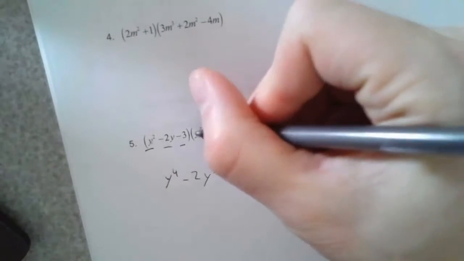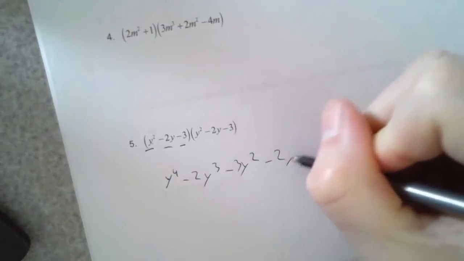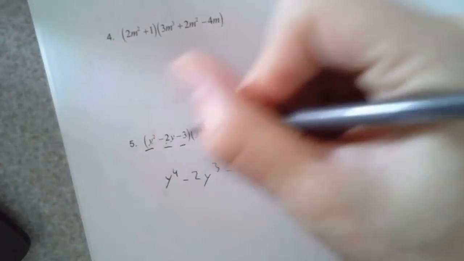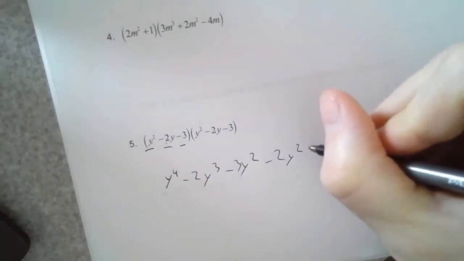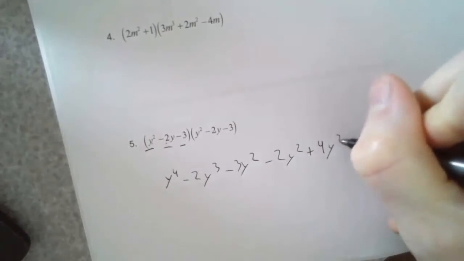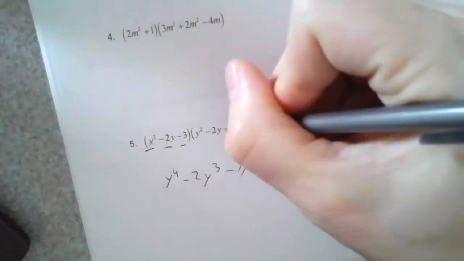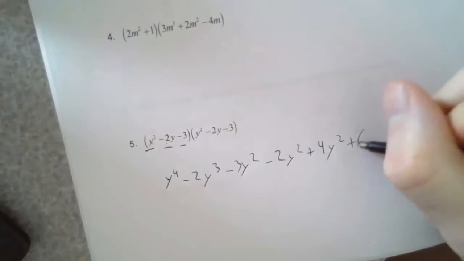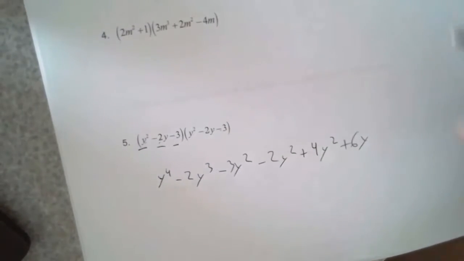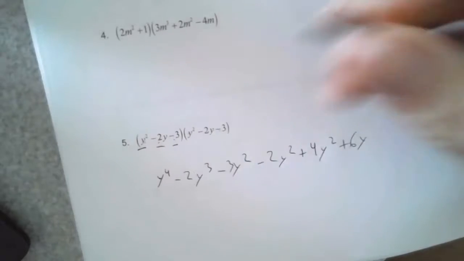Then I'm going to take minus 2y times y squared. That's minus 2y cubed. Minus 2y times minus 2y, that's going to be plus 4y squared. And minus 2y times minus 3, that's going to be plus 6y. And last, minus 3y squared.